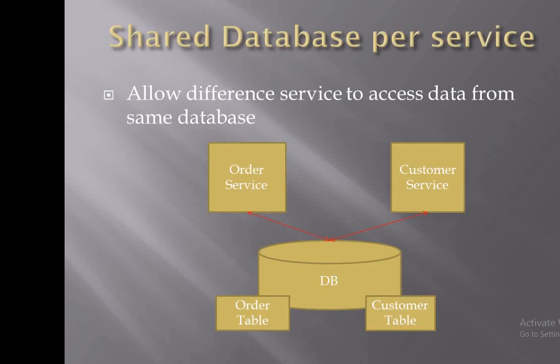Now, the second design pattern is shared database per service. It allows different services to access data from the same database. Like order service and customer service can access the same database which has an order table and a customer table. When this kind of scenario comes, as I discussed in the strangler pattern, we are going to migrate our existing monolith application into microservice architecture. Now, in that application, you already have a database which has joins, restrictions, which is already normalized and was designed based on a monolithic application. Now, it's very tough to decompose that database. So in that scenario, you can keep the same database.